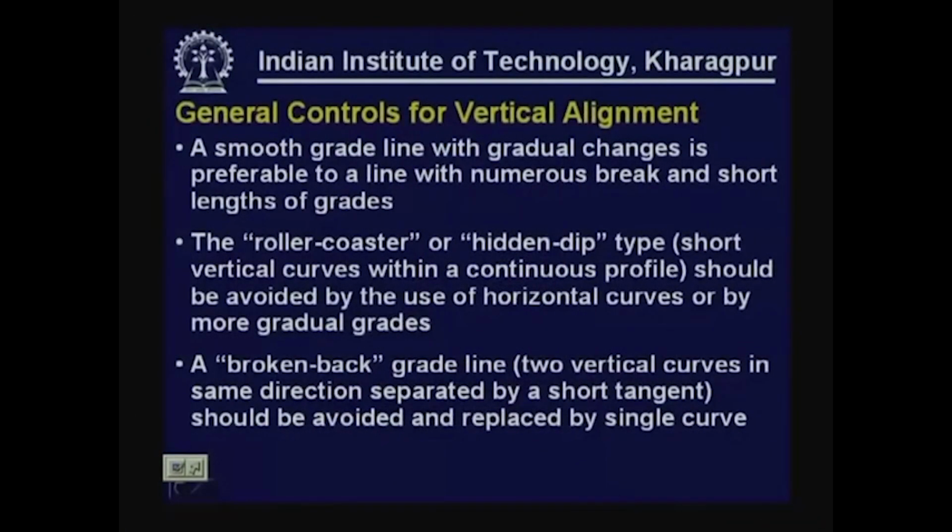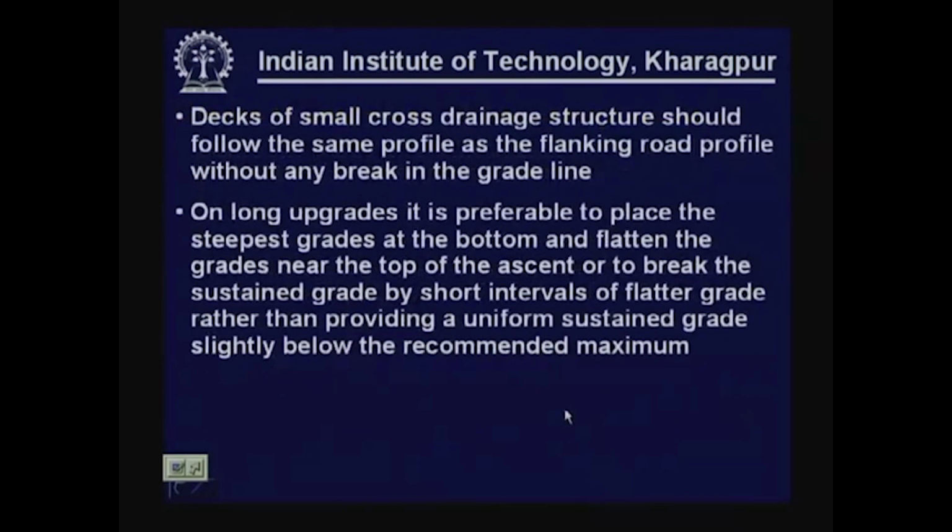So, suddenly he finds the vehicle is there. So, that type of design should be avoided. If we provide a horizontal curve, again it provides restriction to sight distance, so drivers become cautious, or a smooth or gradual change in grade. A broken back grade line should be avoided and replaced by a single curve. This point we also mentioned when we talked about the horizontal alignment.